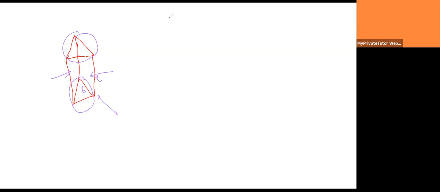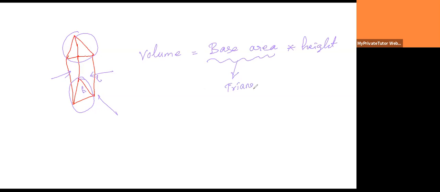And similarly, volume. I just said the volume has a very simple formula, which is base area times height. Base area is nothing but the area of the base. So that base can be whatever the prism is. If it is a triangular prism, that base is going to be a triangle. If it is a square, that base is a square, or a rectangle, or a hexagon, or a heptagon, whatever.